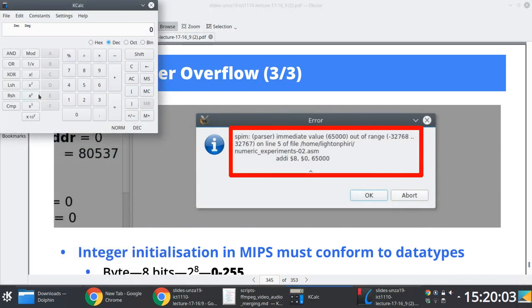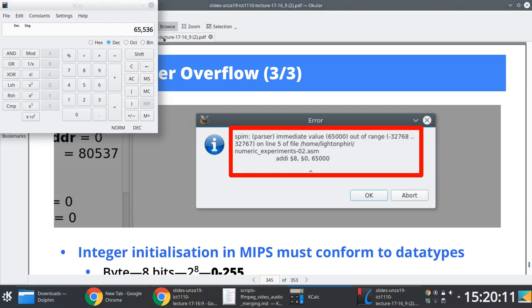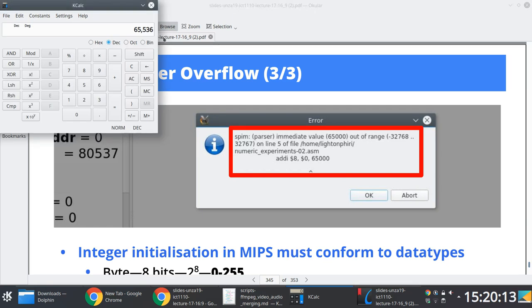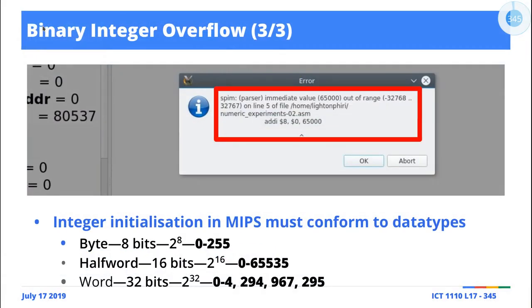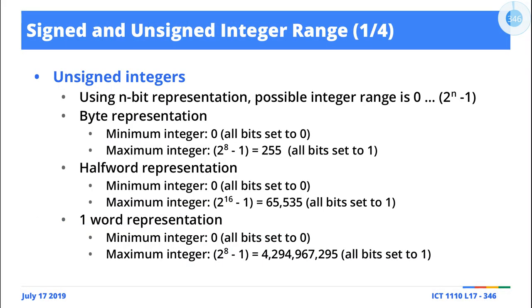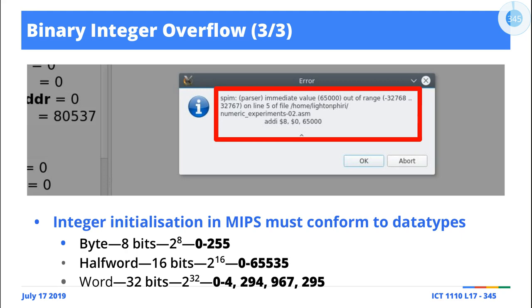I'm using a word here. Yeah, so it's probably half a word here, which is why we got an error, right? So the range of values we're using only goes up to negative 32,768.